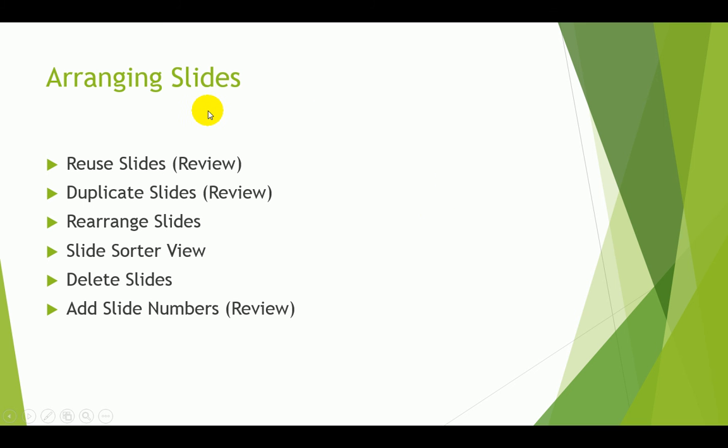In this presentation, we talked a little bit about arranging slides. We did this by, first of all, reusing a slide from another presentation, duplicating slides using the new slide button. We then rearranged some slides by moving them around within the normal view. We then switched to the slide sorter view and repeated the process of moving those slides around or deleting the slides. And finally, we took a look at adding slide numbers using our header and footer tool.